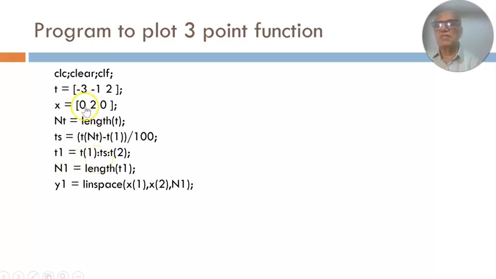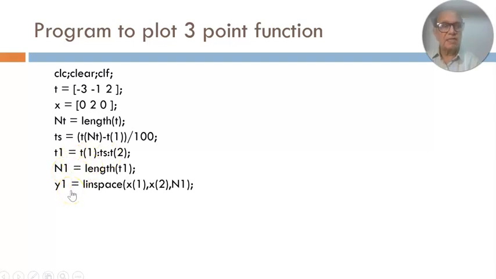Now similarly, you want to generate all intermediate points for the amplitude vector between 0 and 2. So now what do you do? You find the length of T1. So the length of T1 will give you the number of points for the time vector.